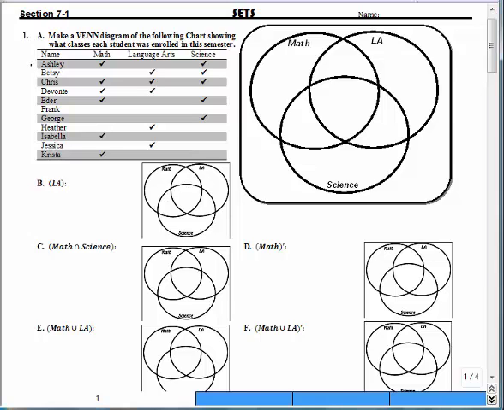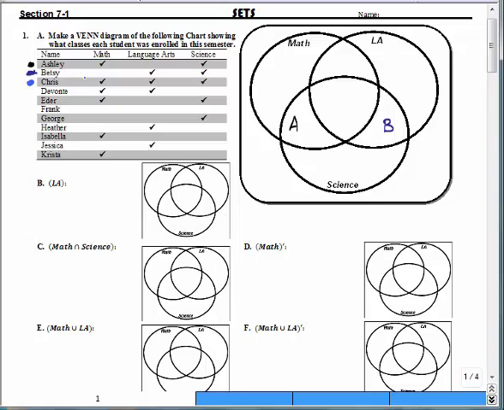So first we'll start with Ashley. She's enrolled in both math and science, but not language arts. So I'm looking for a space that's just in math and science, but not language arts. It looks like that would be right here. Betsy is in language arts and science, but not math. That would place Betsy right there.